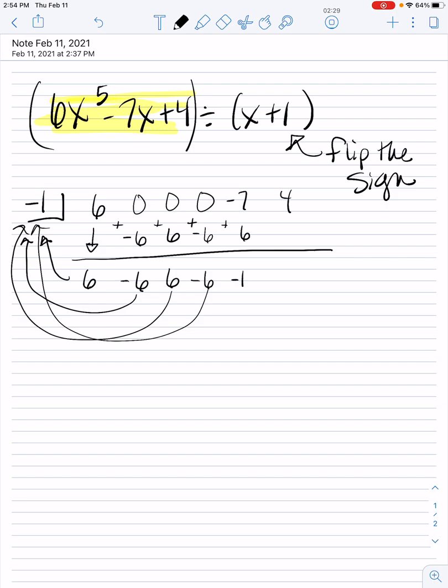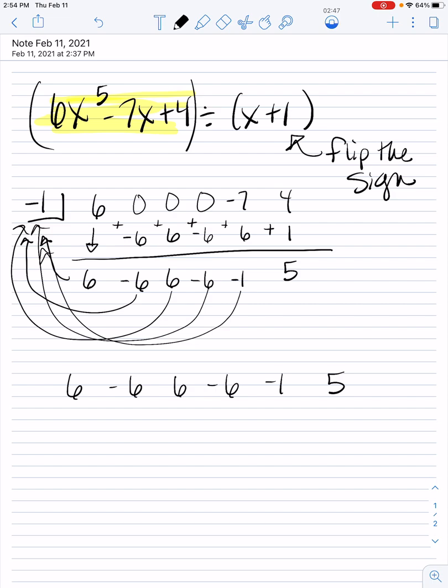Back to multiply one last time. -1 times -1 gives us a +1. And when we add down, we end up with 5. So we're left with 6, -6, 6, -6, -1, and 5.